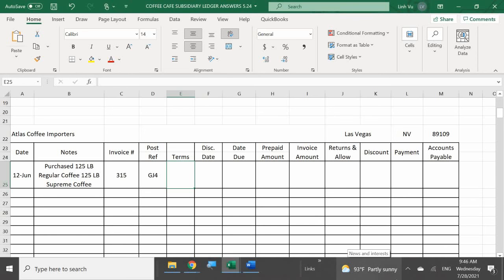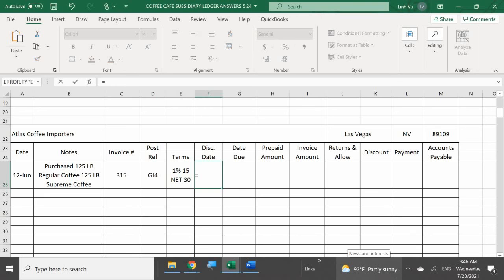1%, 15, net 30. Good. 1%, 15, net 30. Okay? So therefore, we need to calculate what the discount due date is and also when the actual bill due date is. Okay? So in this case, in 15 days, when is my discount over?